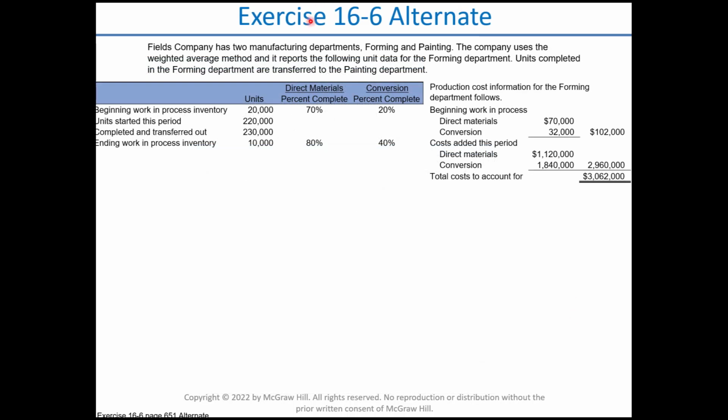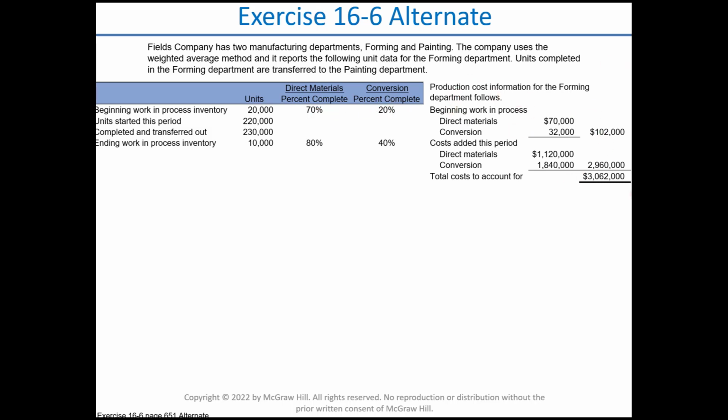Now we're looking at the alternate for exercise 16.6, and we have beginning inventory, units started, units completed, and ending inventory. So again, we're going to ignore the percentage complete for the beginning inventory.